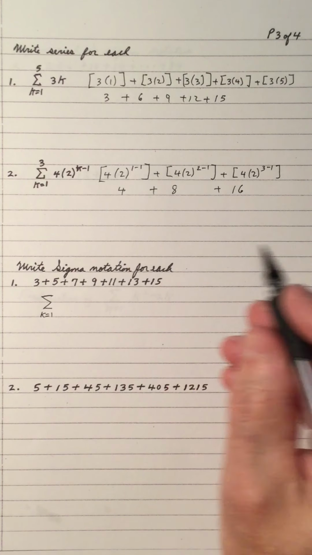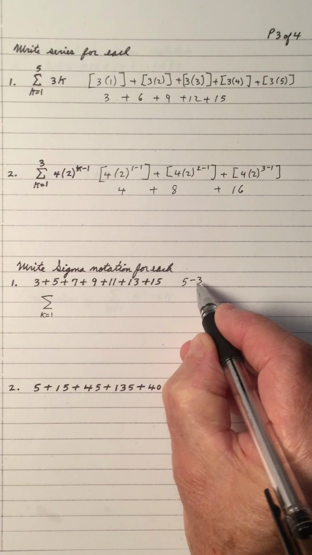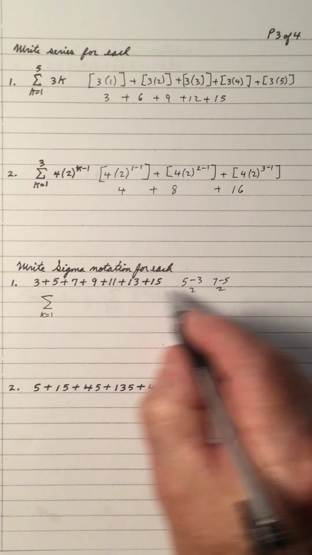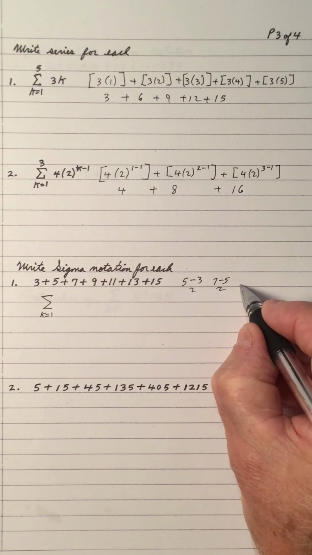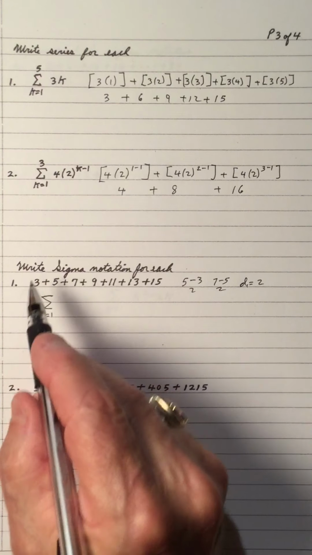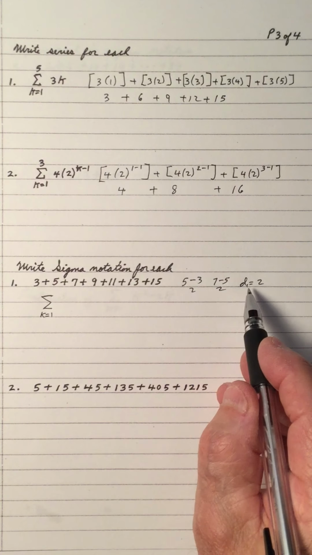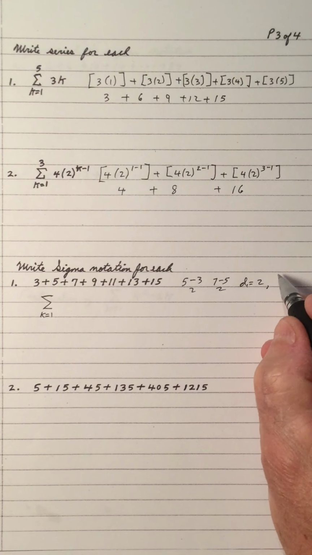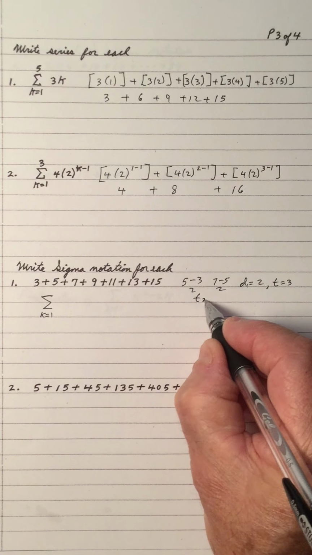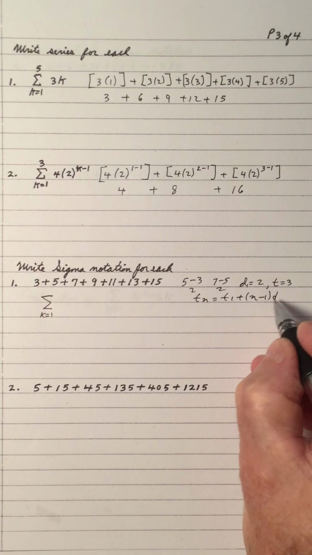So let's work out 5 minus 3. So 5 minus 3 is 2. 7 minus 5 is 2. 9 minus 7 is 2. So that means that the D1, the first difference, is 2. And what I'm doing now is trying to find the equation that represents the sequence. And notice that it's linear, it's an arithmetic sequence. And T1 is 3. So that means that Tn equals T1 plus n minus 1 times d.